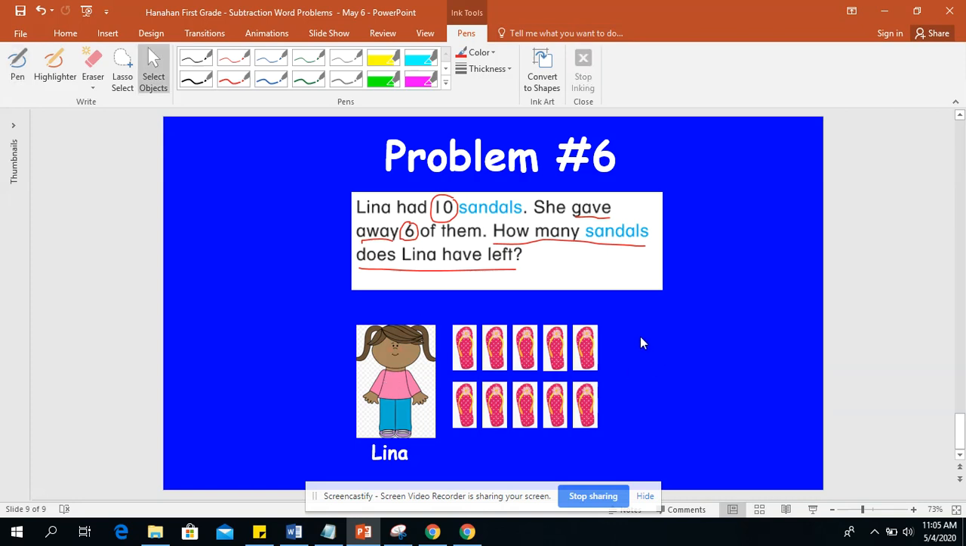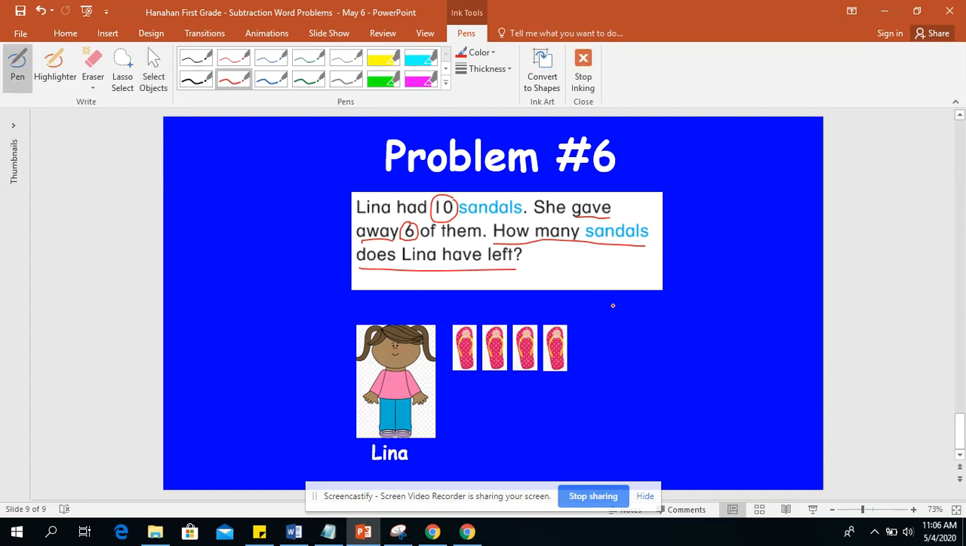So here's a picture to help us. Here's Lena, and here's the 10 sandals that she started with. And we know she gave away 6 of them. So let's go ahead and take away 6 of them. 1, 2, 3, 4, 5, 6. If she started with 10 and gave away 6 of them, how many does Lena have left? Let's count. 1, 2, 3, 4. Lena has 4 sandals left.